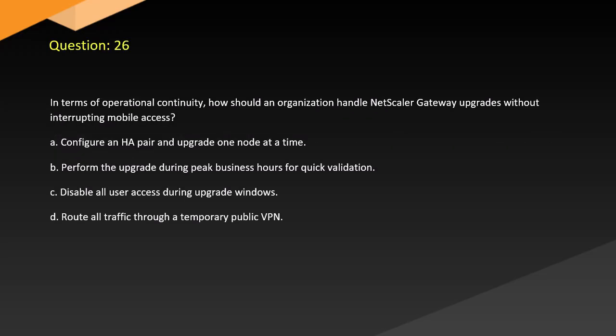Question 26. In terms of operational continuity, how should an organization handle NetScaler Gateway upgrades without interrupting mobile access? A. Configure HA and upgrade one node at a time. B. Perform the upgrade during peak business hours for quick validation. C. Disable all user access during upgrade windows. D. Route all traffic through a temporary public VPN.